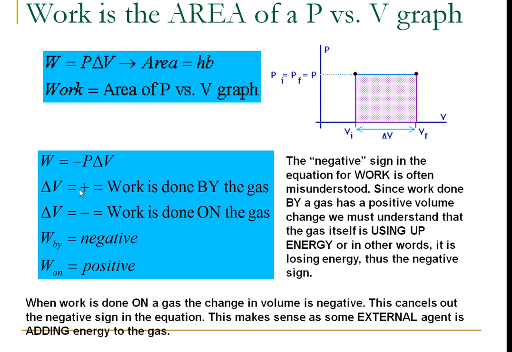So basically, if delta V is positive, this is work done by the gas. If delta V is negative, this is work done on the gas. So work done by the gas is going to be negative. Work done on the gas is positive.